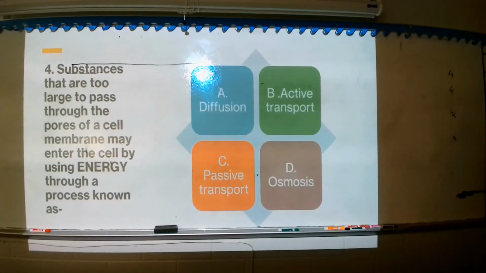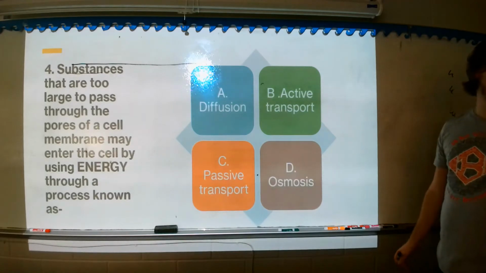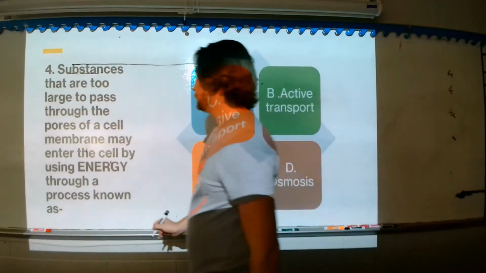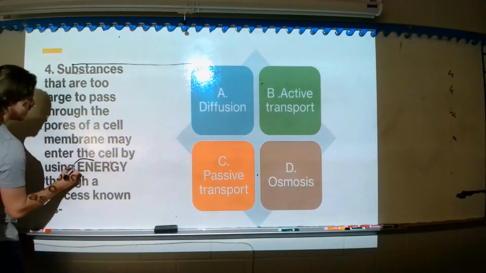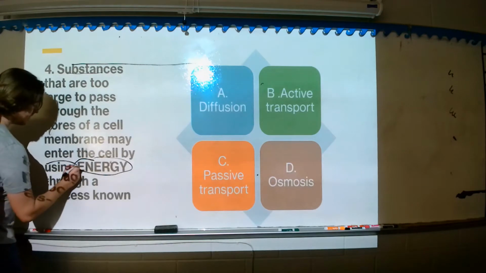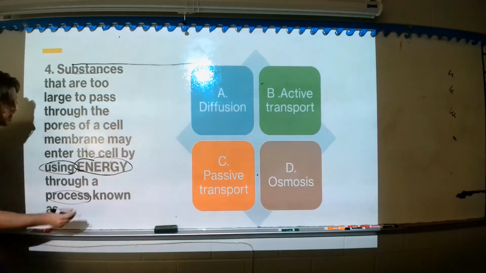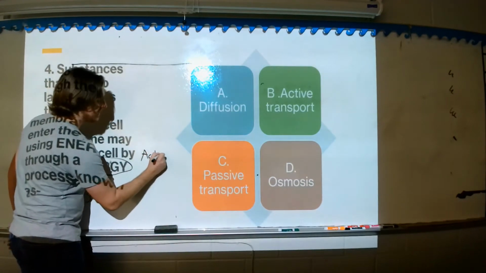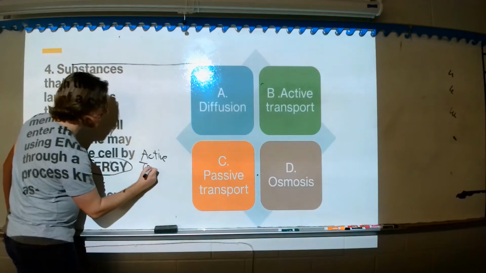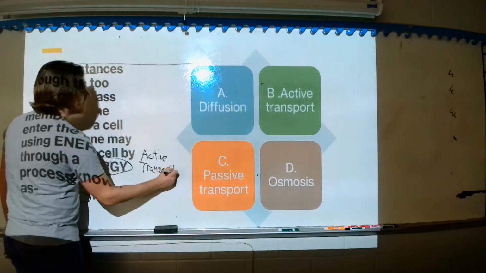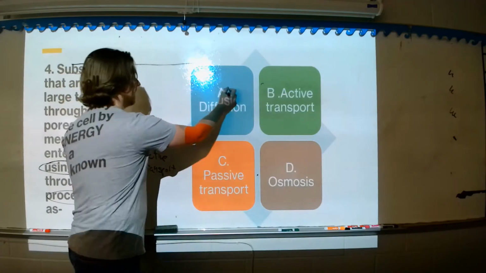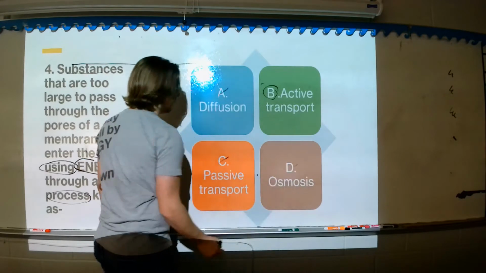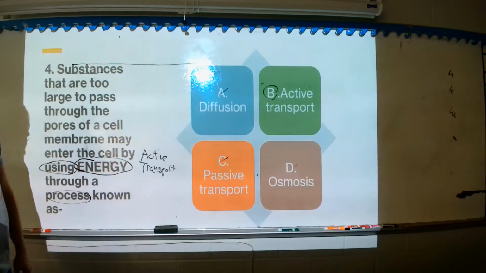Number 4, substances that are too large to pass through pores of a cell membrane may enter the cell by using energy through a process known as, I can see the word energy, and as soon as I see using energy through a process, I can just go straight and find, I'm going to write active transport because I always write what I'm thinking before I go find the answer. So active transport. And then I'm going to go find the answer that I've written down. If it's there, A, diffusion, B, active transport. My other options are passive, which I know is wrong, and D is wrong too because they don't use energy.